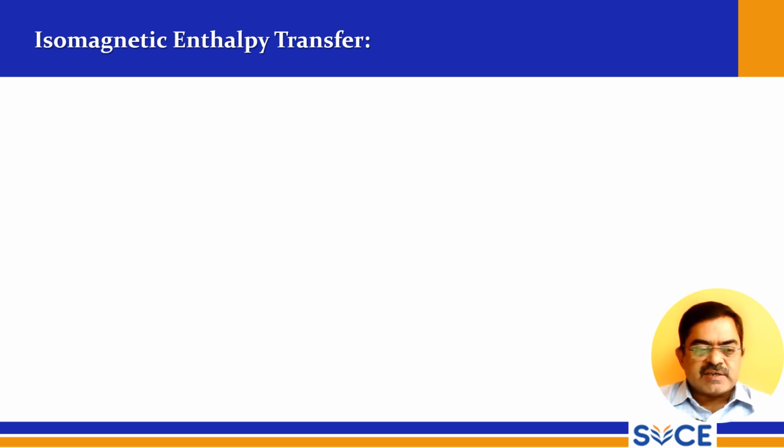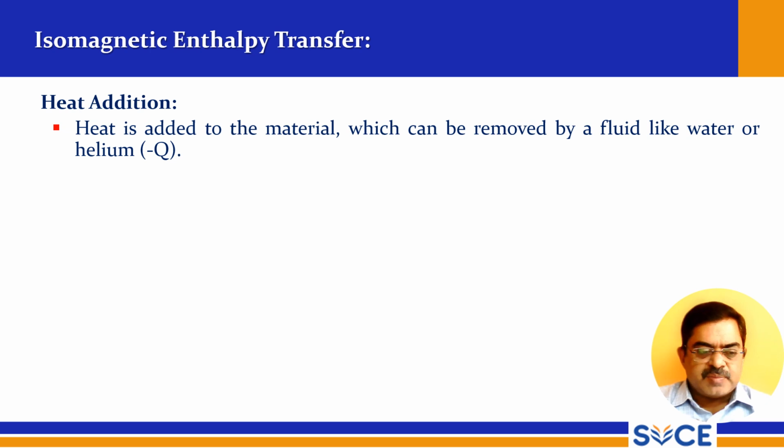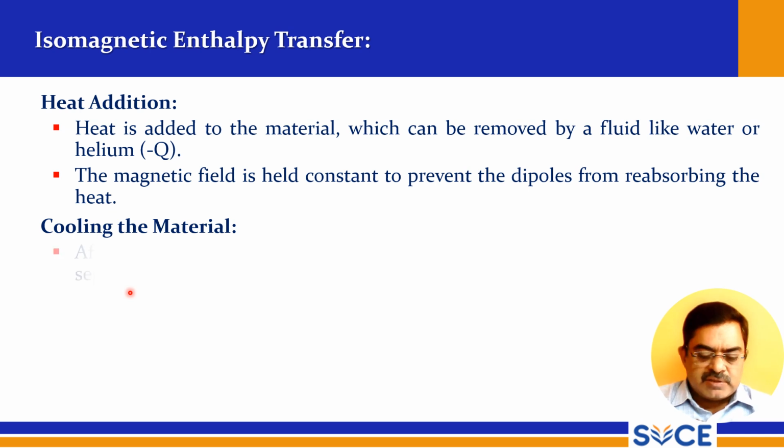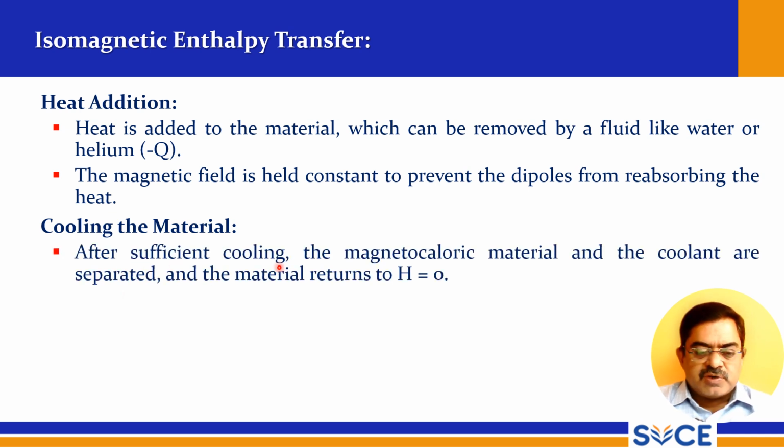So, isomagnetic enthalpy transfer. Here heat addition is taking place. Heat is added to the material, which can be removed by a fluid like water or helium, and the magnetic field is held constant to prevent the dipoles from reabsorbing the heat, and cooling the material. After sufficient cooling, the magnetocaloric material and the coolant are separated, and the material returns to H equal to 0.